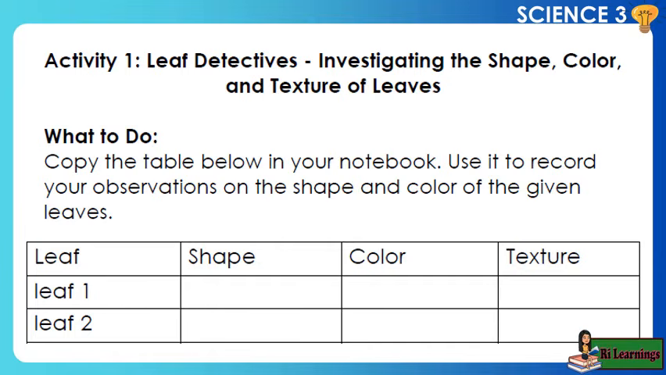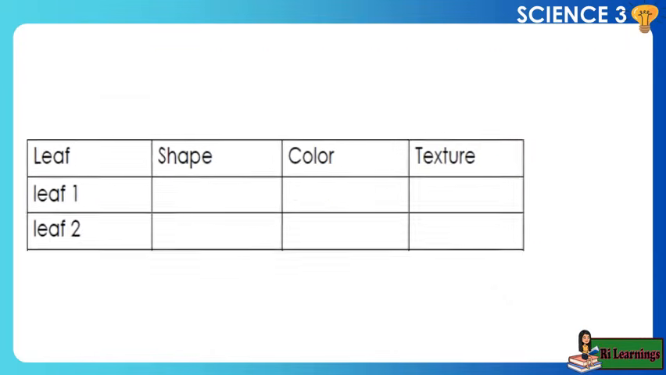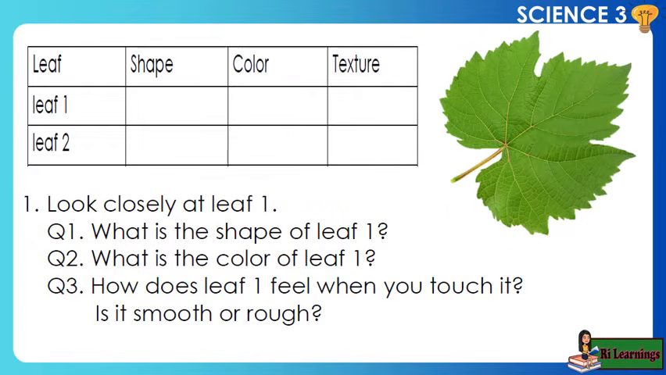Activity 1. Leaf detectives: investigating the shape, color, and texture of leaves. 1. Look closely at grape's leaf. Q1. What is the shape of leaf 1? Q2. What is the color of leaf 1? Q3. How does leaf 1 feel when you touch it? Is it smooth or rough?